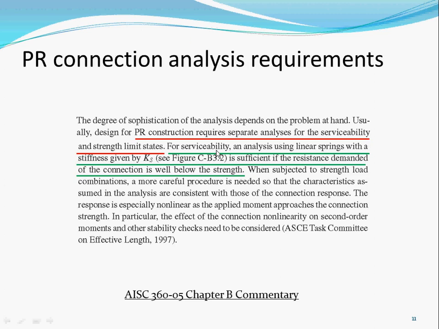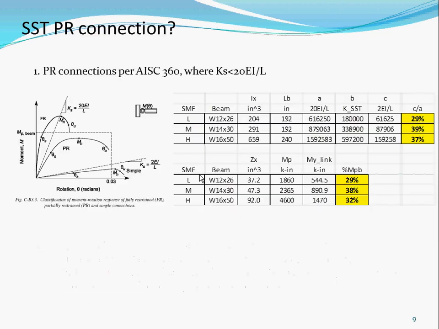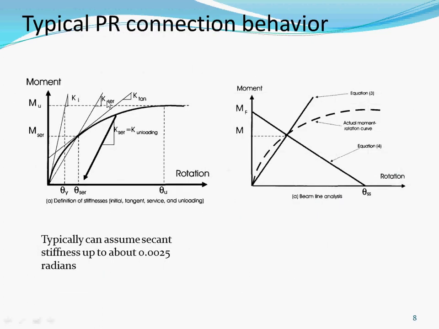For serviceability, they say the analysis using linear springs with a Ks, this is the secant stiffness we saw earlier, is sufficient if the resistance demand of the connection is below the strength. So Ks, I'll go back to what Ks means. For serviceability, this is the Ks.